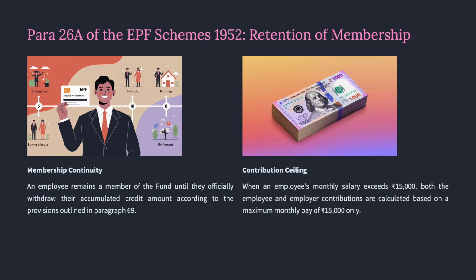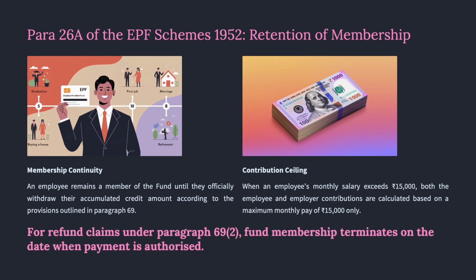Contribution ceiling: when an employee's monthly salary exceeds rupees 15,000, both the employee and employer contributions are calculated based on a maximum monthly pay of rupees 15,000 only. For refund claims under paragraph 69(2), fund membership terminates on the date when payment is authorized.